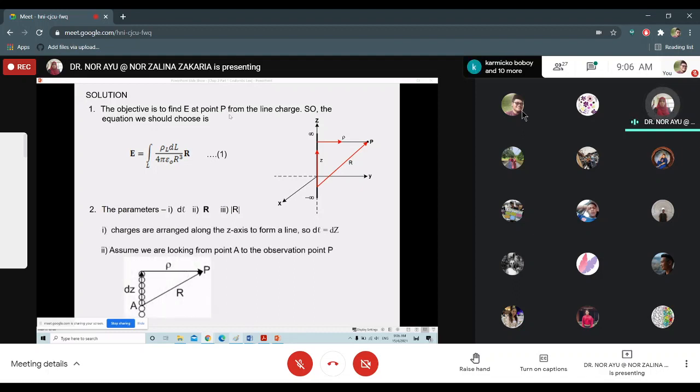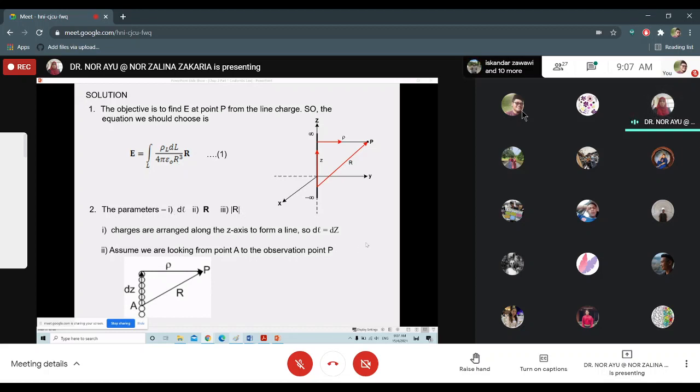Okay, so the first step, daripada yang tadi tu, kan kita ada 5 steps. The first step, you need to know what is the equation. You know that this is a line, so you need to use this equation, which is the integration of rho L dl over 4 pi epsilon r cube r. The second step is to identify your parameters. You need to know what is your dl, what is your distance vector, and what is your magnitude r. So there are 3.